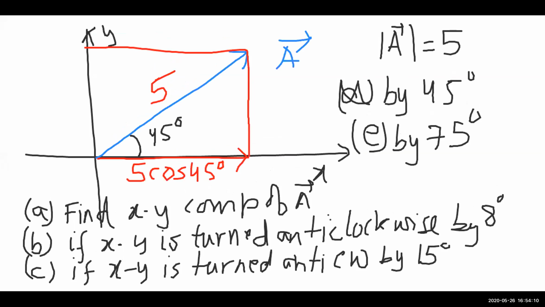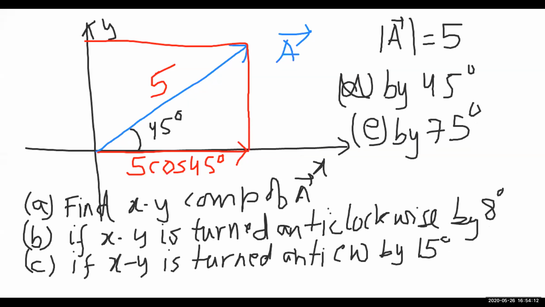Okay, so I'll tell you the answers. इसका आंसर है 5/√2, 5/√2. 8 डिग्रीज वाले का आंसर है x कॉम्पोनेंट ax एंड ay. हाँ, वेक्टर ax और वेक्टर ay का सम वेक्टर a होना चाहिए, राइट.